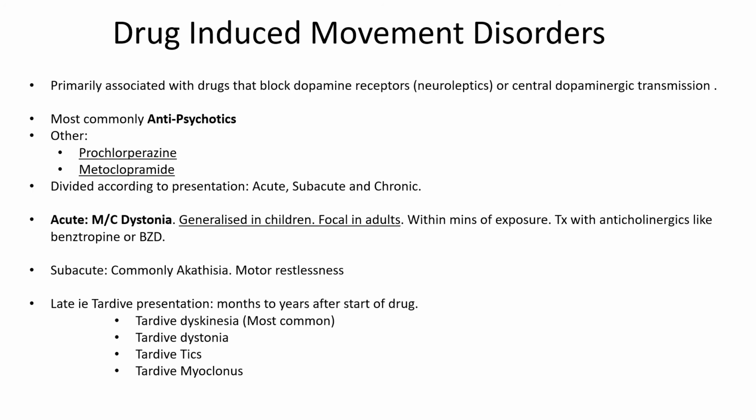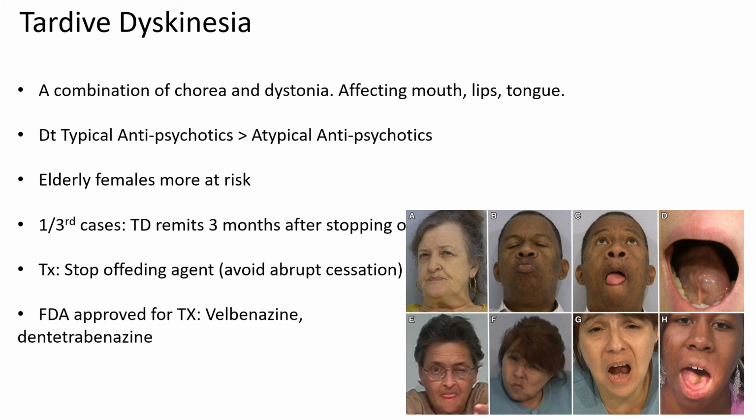Months to years after the start of the drug, this occurs, known as a tardive presentation of the drug-induced movement disorder. This tardive presentation can be tardive dyskinesia, tardive dystonia, tardive tics, or tardive myoclonus. Tardive dyskinesia is actually a combination of chorea and dystonia, affecting the mouth, lips, and tongue. It is more due to typical antipsychotics than atypical antipsychotics, and elderly females are more at risk. One third of cases of tardive dyskinesia actually remit 3 months after stopping the drug. The treatment is obviously stopping the offending drug, but be sure not to abruptly cease it. FDA-approved treatments for tardive dyskinesia include valbenazine and deutetrabenazine.